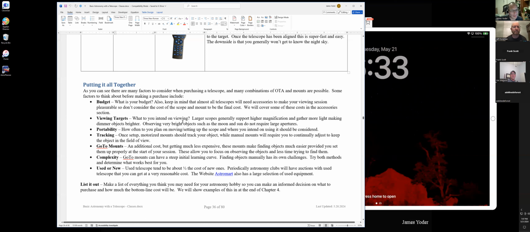Although Dobsonian does okay too. Portability. This is where Dobsonian is still at. How portable does this need to be? The best telescope is a telescope that you're going to use.